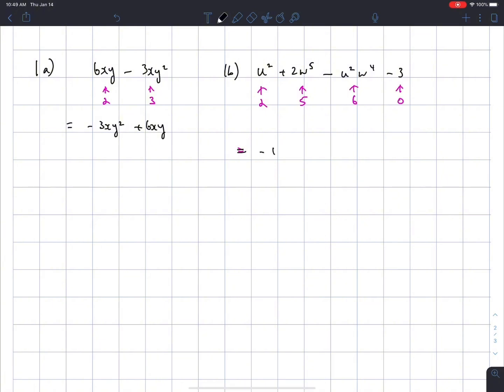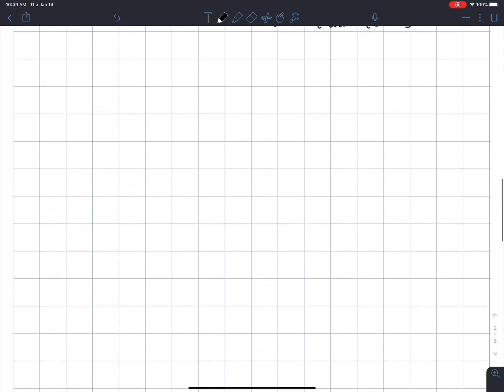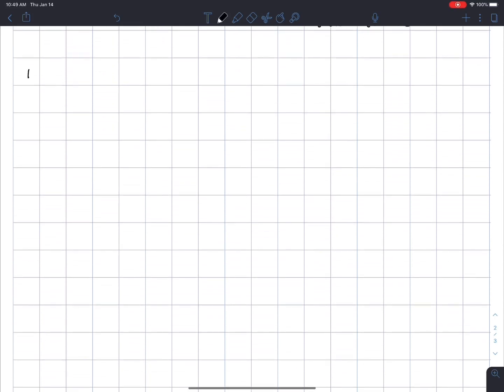So this will be negative u squared w4. Again, the sign always belongs to the term right after it. That's why it's negative u squared w4 plus 2w to the power 5 plus u squared minus 3. And that's it for 1b. 1c. Negative a to the power 4 plus 2a squared b to the power 3 plus 6ab to the power 3 plus 2a minus b minus 1.